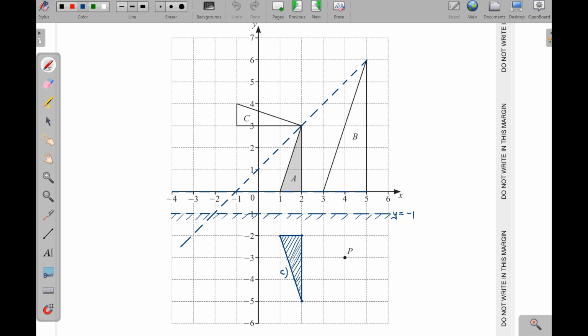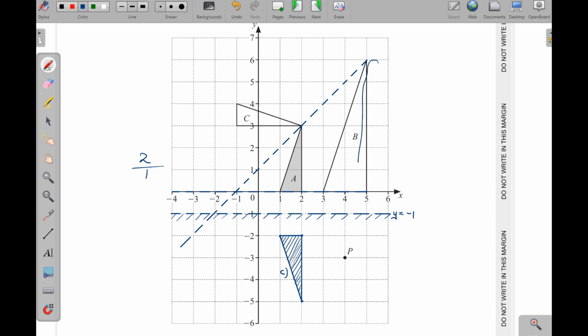So image side length, this is the image, B is the image. So I can take this side length here, it is 2 units. Then we can divide by the corresponding object side, which is this one here, which is 1 unit. So 2 over 1 is a 2.